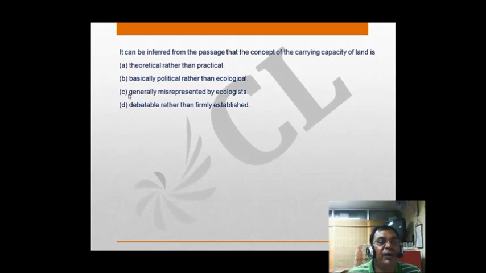It can be inferred that the character of land is theoretical rather than practical? No, it can be the inverse. Basically political? No, not at all political. Generally misrepresented? Still it has not been done, so how can it be misrepresented? Debatable rather than firmly established? Still it has to be taken out. So therefore the answer becomes D for Delhi. Okay.